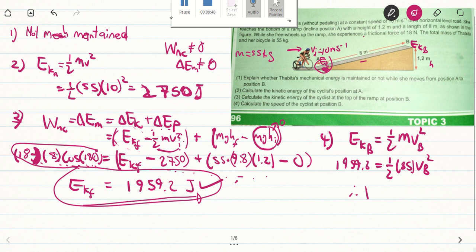And therefore, V_B is going to be equal to, so what we do here, we cross multiply by 2 to 1959.2 and you divide by 55, and the answer that you get is 8.44 meters per second. So that's how you do this whole question.